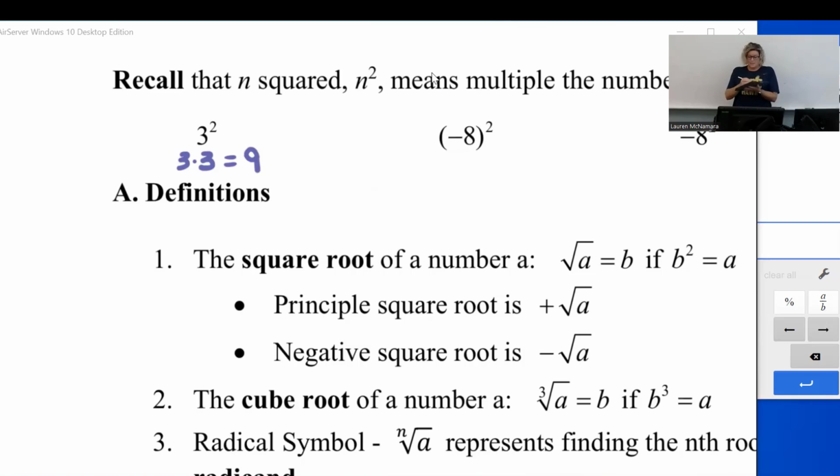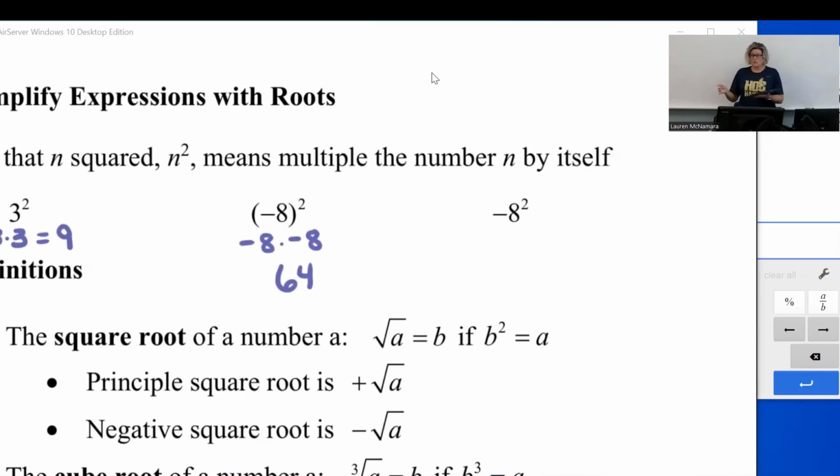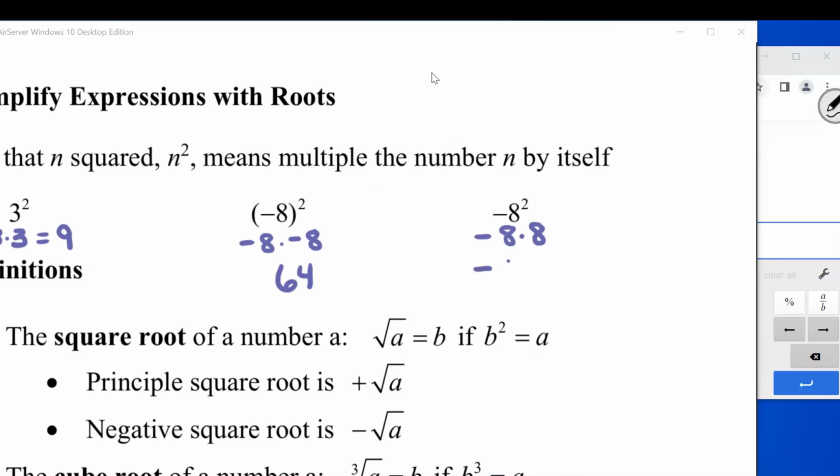Looking at the next example, we have -8 times -8. So that's positive 64. But now if I have -8 squared, that's really -8 times 8. The only thing that's being squared is the 8. So that's why we get -64 here.